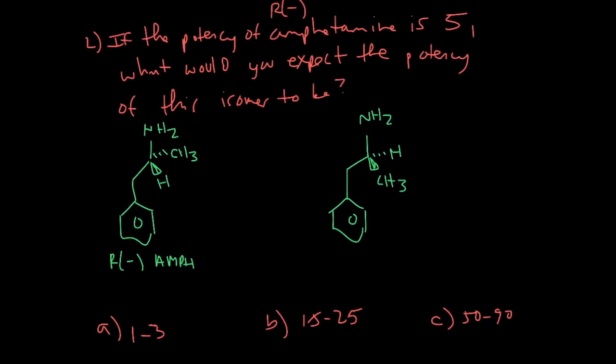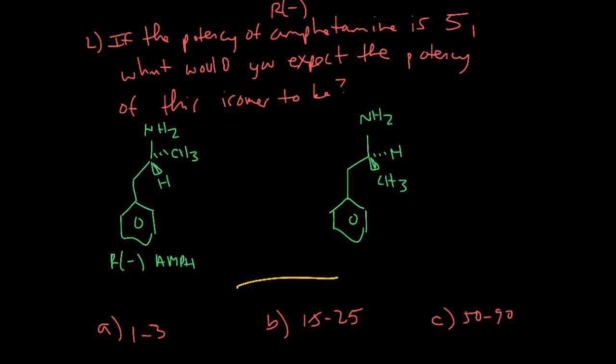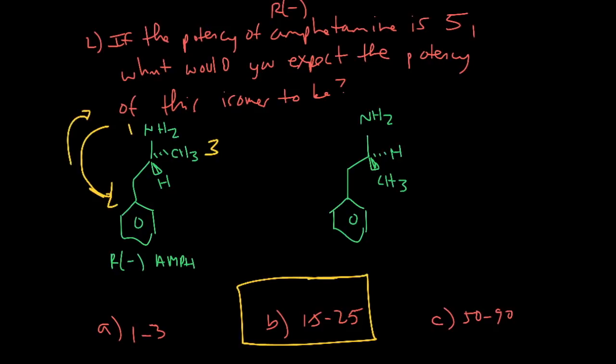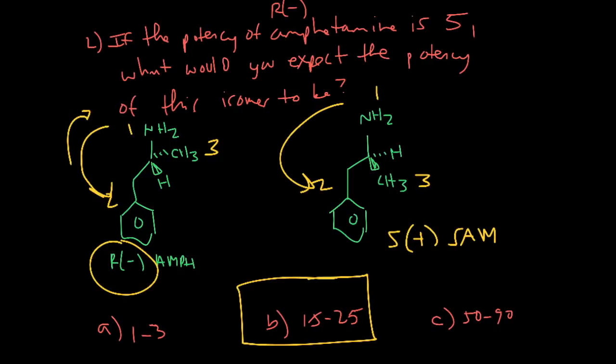Number 2. If the potency of R minus amphetamine is 5, I'm just giving you a random number, what would you expect the potency of this isomer to be? So this one is R minus amphetamine. Here is this isomer. What would you expect it to be? Answer is B. Okay, so let's see. This is the R minus isomer because 1, 2, 3 this way, the lowest priority group is not in the dash, so reverse it. So it is the R isomer. So what is this one? 1, 2, 3, this way. Lowest priority is in the back, so it's the S isomer. Amphetamine, lowest priority being the hydrogen.